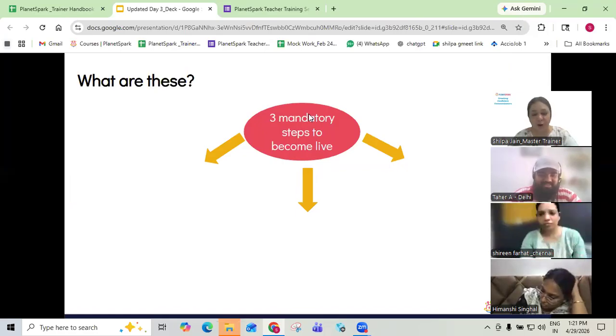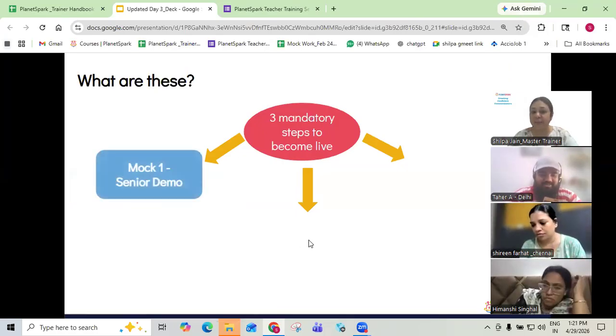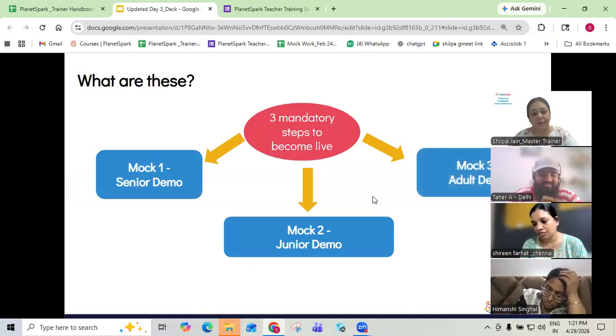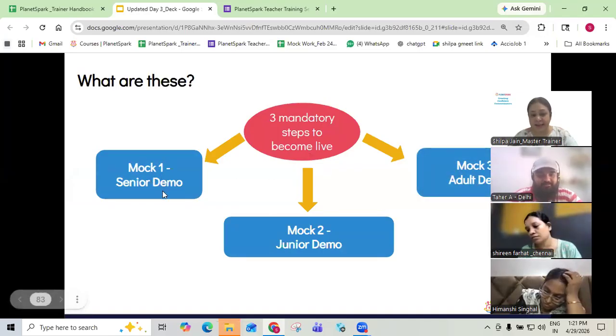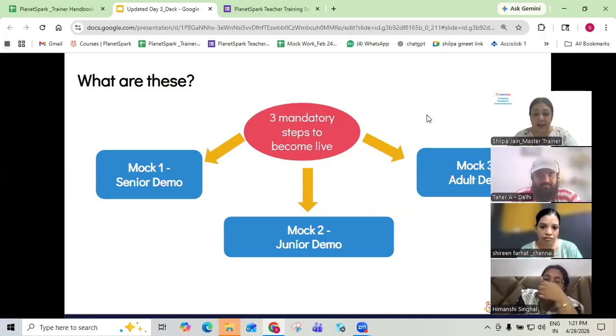If you want to be onboarded, you need to attempt all the 3 mocks and qualify them. So what are the 3 mocks? Mock 1 is the senior category, mock 2 is the junior category, and mock 3 is the adult category or the grown-up category. Don't get confused. Adult and grown-up, one and the same thing.